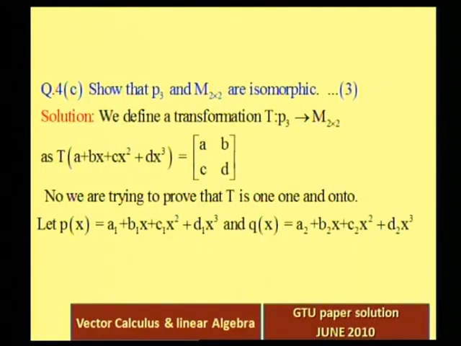Up to question number 4b we have already seen. So here is question number 4c. Show that P3 and the set of 2 cross 2 matrices M2 cross 2 are isomorphic. Here is the solution.